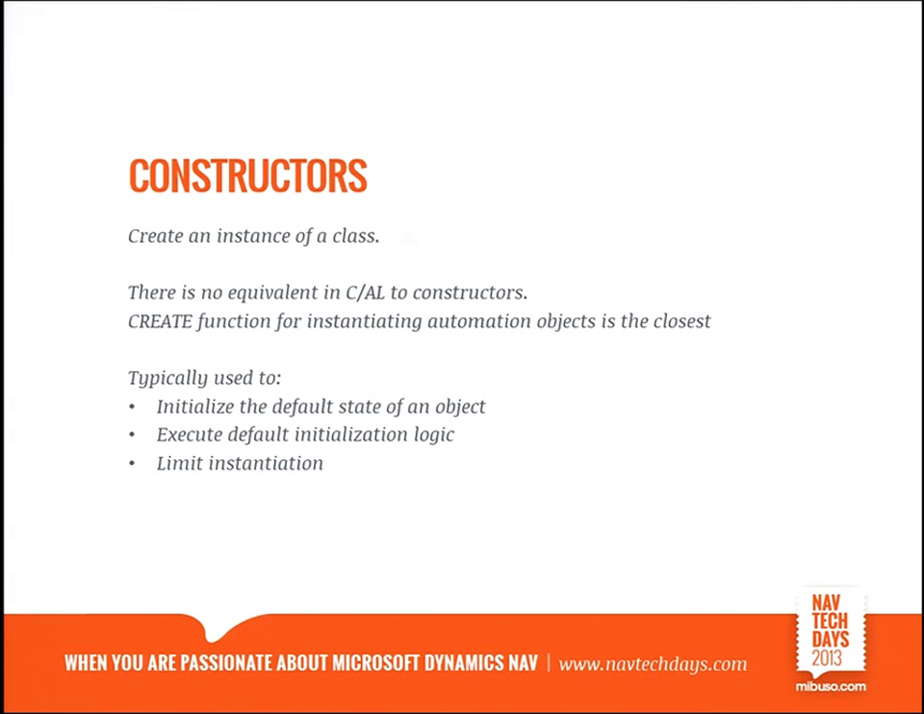But in .NET, we cannot just declare a variable as we can in CAL. In CAL, when we have a codeunit or a record, we just say codeunit 12, that's our variable, and then we start calling it immediately. In .NET, we cannot do that. In .NET, we first have to create an object. So the constructor is a method which does that for us. So we get an instance of an object.